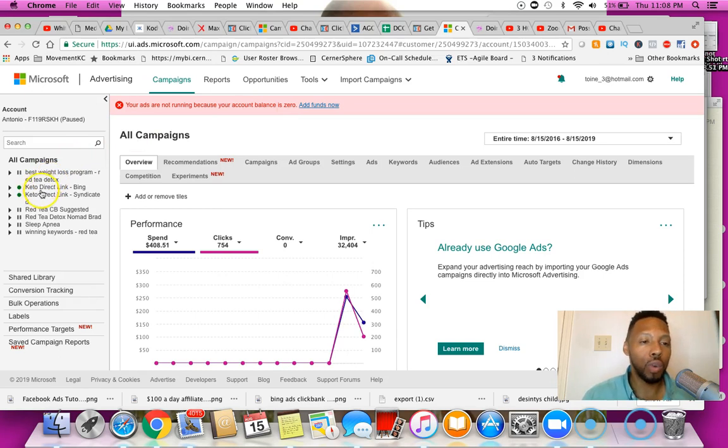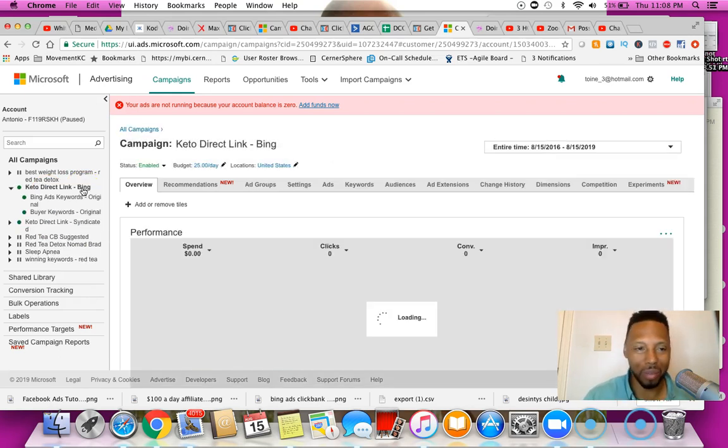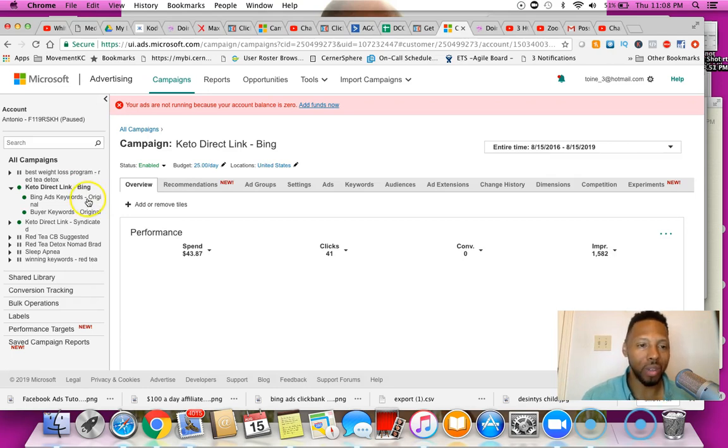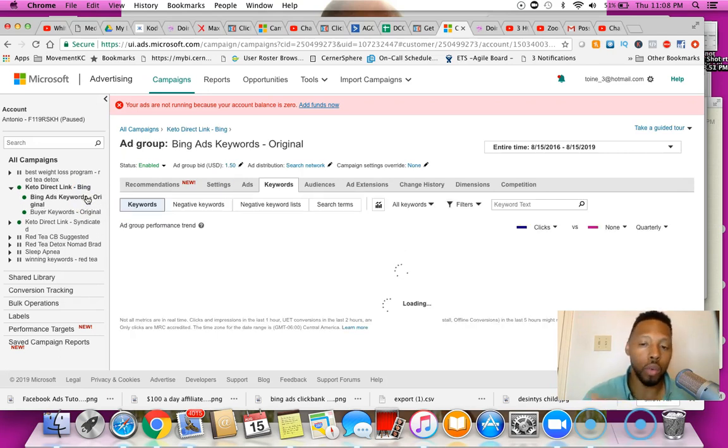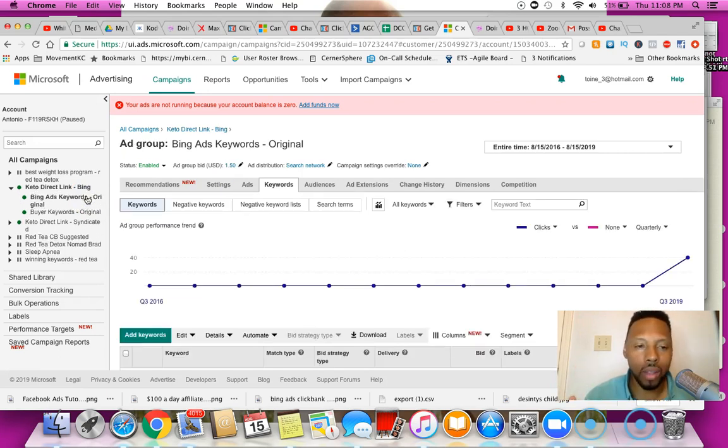These are the two campaigns that I got. I got Keto Direct Link and Keto Direct Link Bing and syndicated. You've got to watch my previous videos for that one. I'm not really going to go into that, but these are the two different types of keywords that I'm running. I'm breaking it down for testing, so when I get a sale, I know exactly where it's coming from with my keywords so that I can optimize and maximize on those keywords.